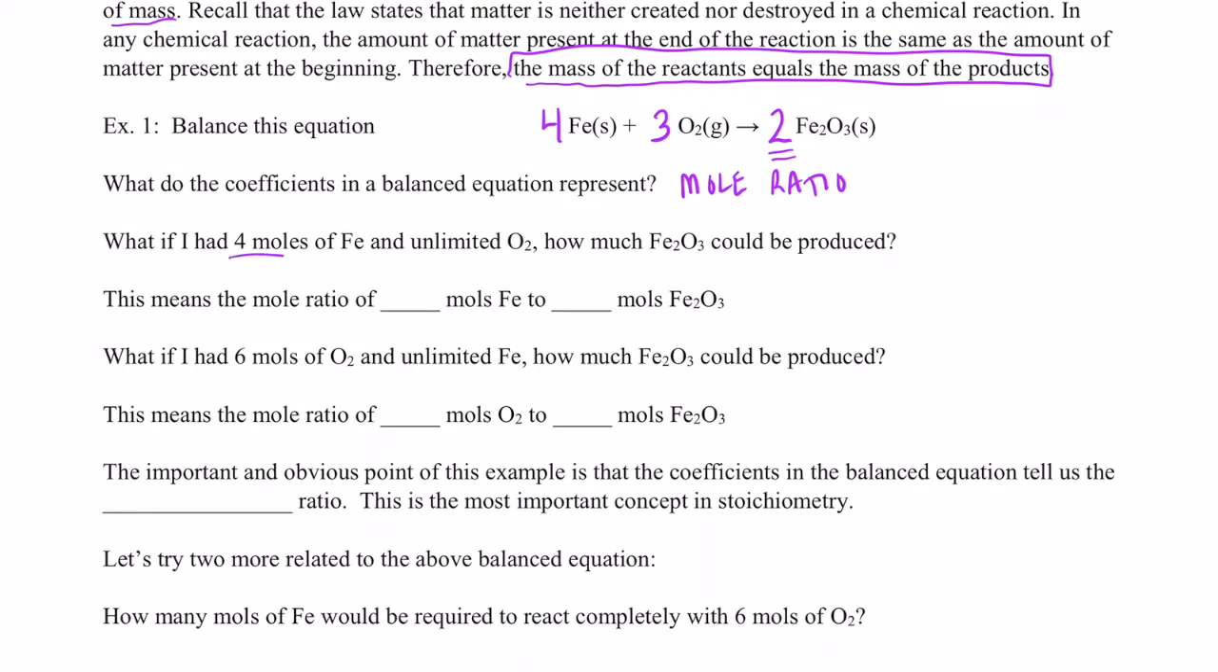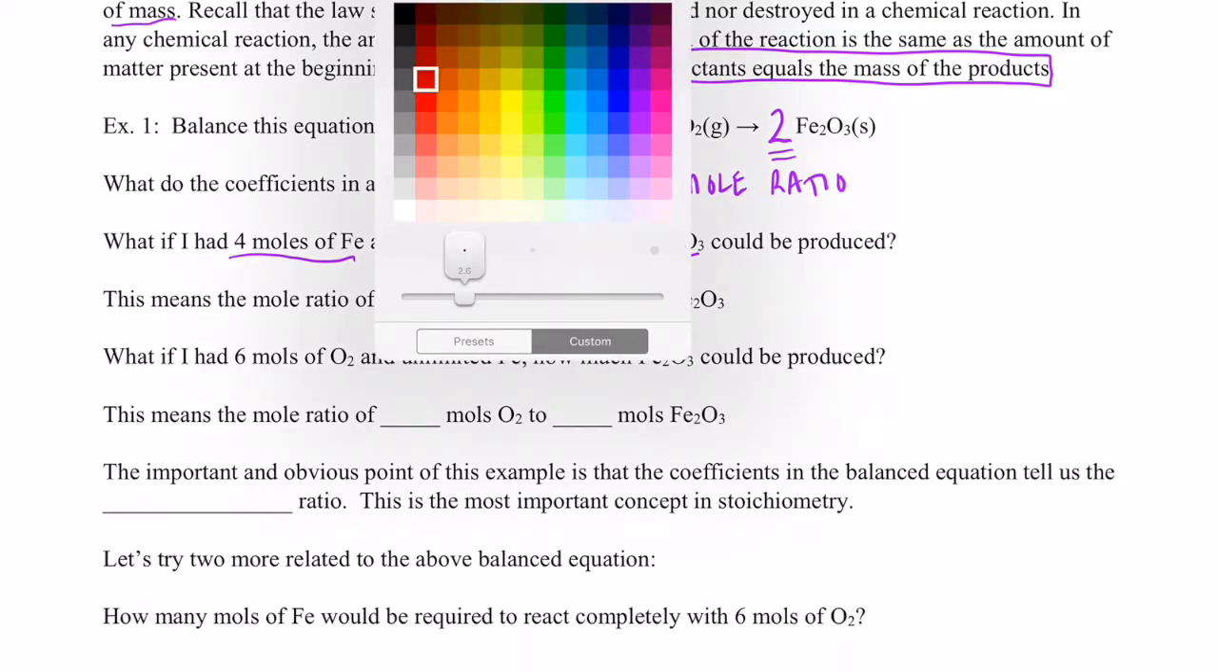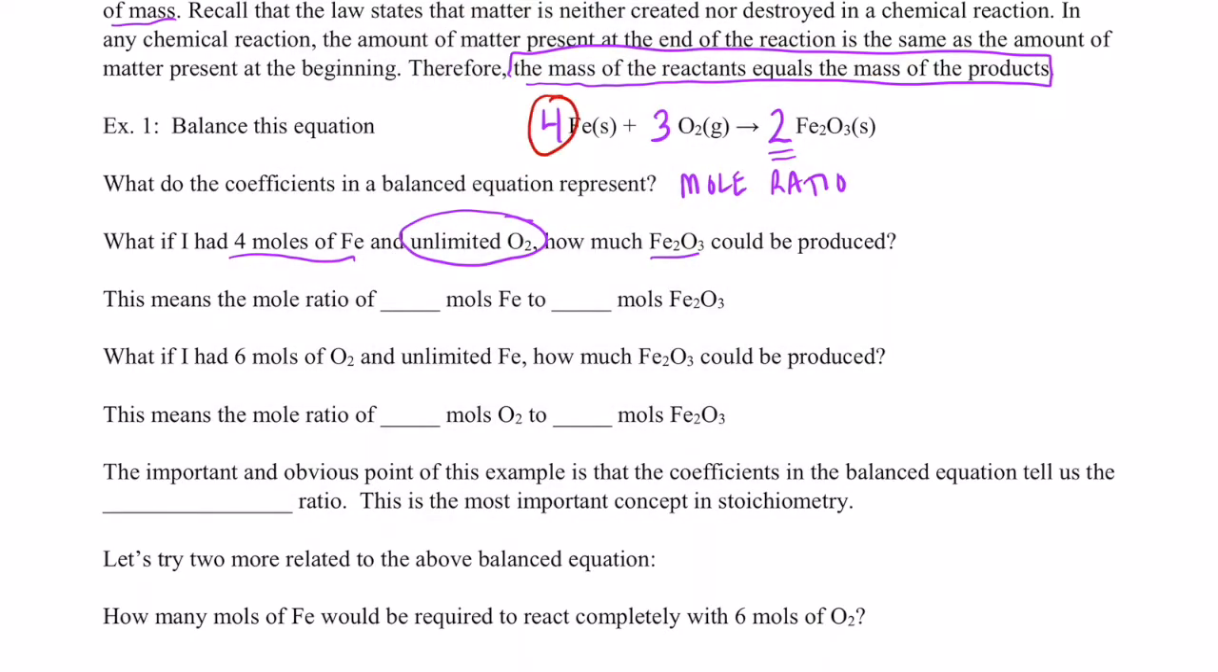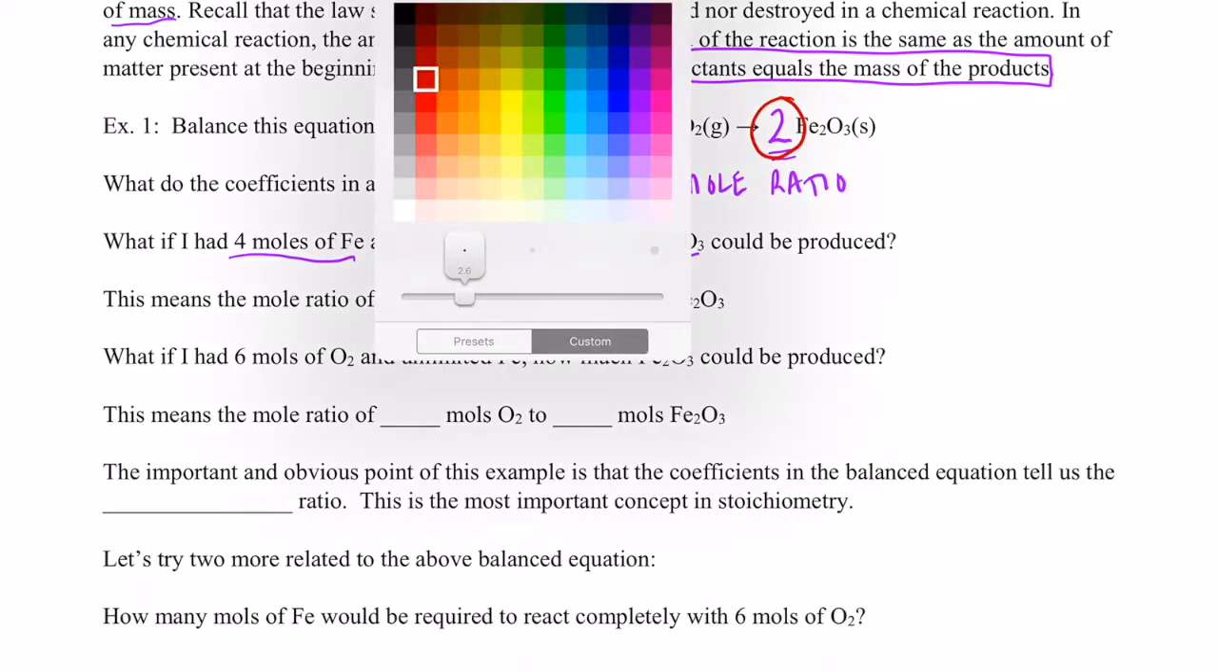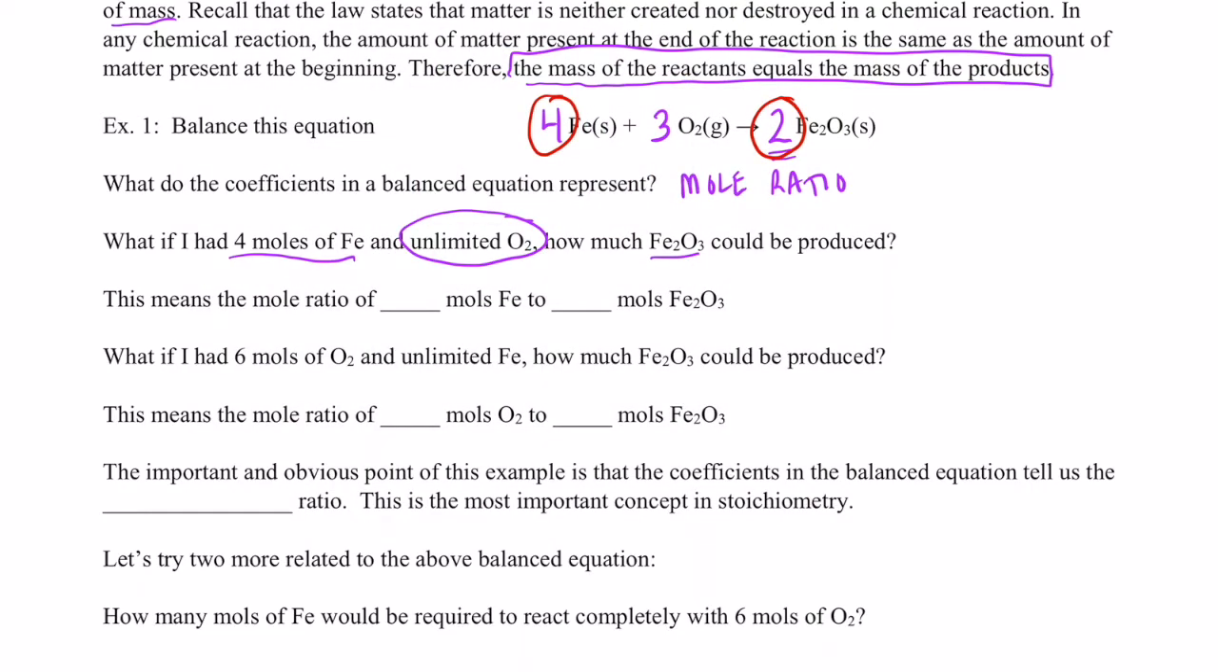So let's play around with this a little bit. What if I had 4 moles of iron and unlimited oxygen? How much product, Fe2O3, could I produce? Well, that's pretty easy. It tells us right here that for 4 moles of iron, I produce 2 moles of Fe2O3. So the answer is 4 moles of iron to 2 moles of Fe2O3.